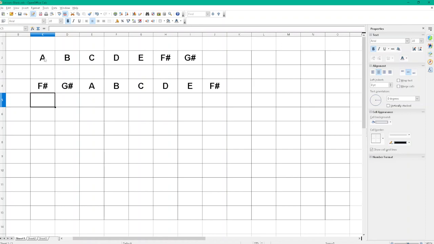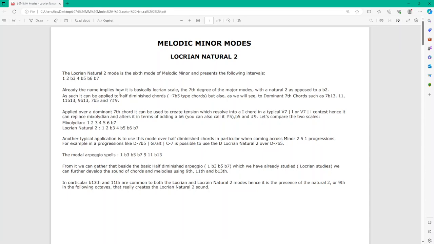So G sharp from an F sharp point of view is the second, A from an F sharp perspective is a flat 3, B is a 4th, C is a flat 5, D is a flat 6, and E is a flat 7, hence the intervals that we just described. Already the name implies that it is basically a Locrian scale, the 7th degree of the major mode, but with a natural 2 as opposed to a flat 2.